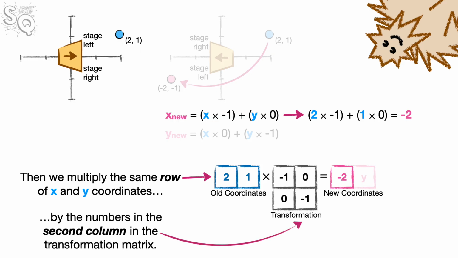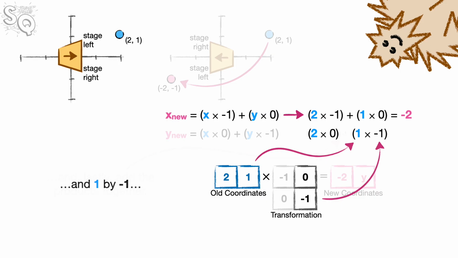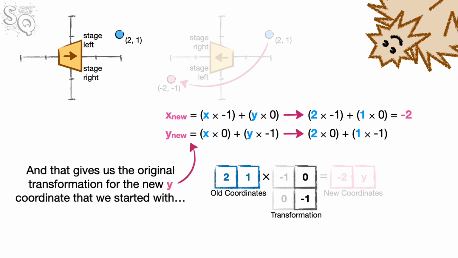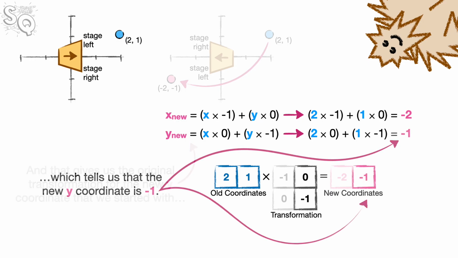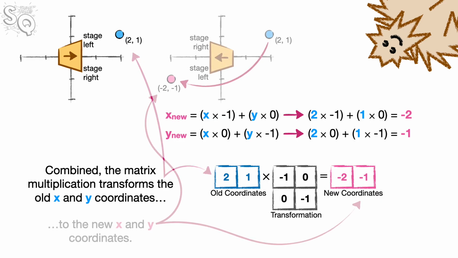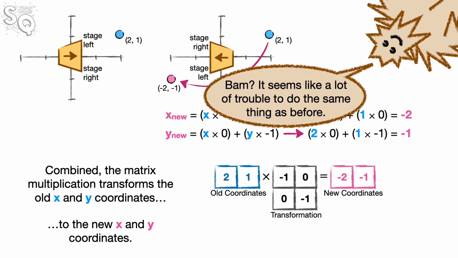Then we multiply the same row of x and y coordinates by the numbers in the second column in the transformation matrix. So that means we multiply 2 by 0, and 1 by -1. And lastly, add the products together. And that gives us the original transformation for the new y-coordinate that we started with, which tells us that the new y-coordinate is -1. Combined, the matrix multiplication transforms the old x and y coordinates to the new x and y coordinates. Bam! It seems like a lot of trouble to do the same thing as before.